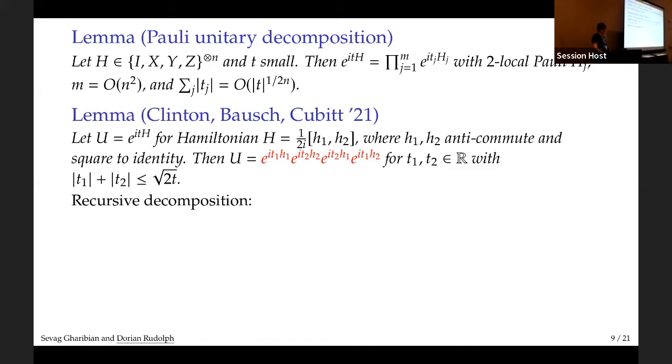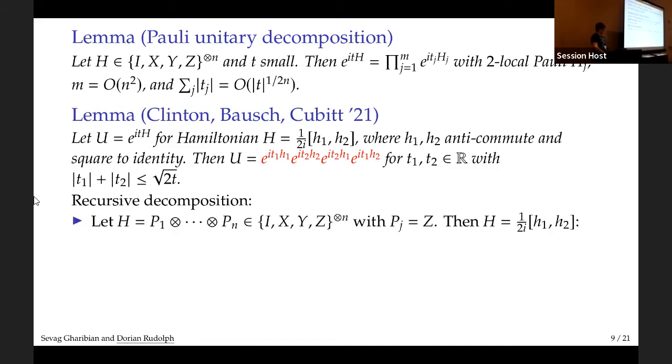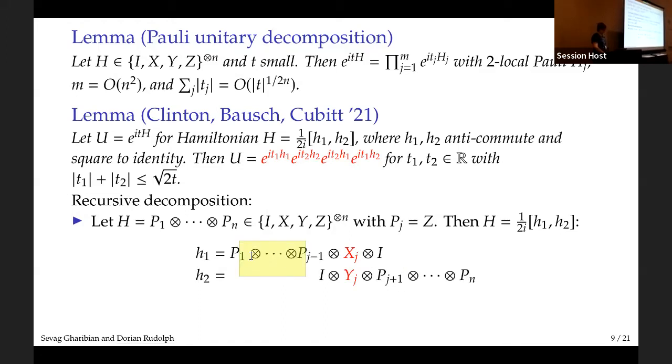And this allows us to do a recursive decomposition. So now we have our Pauli Hamiltonian H, and we write it like that. H1 has the first half here, and we assume Pj is equal to Z. Then we get the J's term and Xj, and H2 is the second half with the Yj here. By the properties of Paulis, these square to identity, and they also anticommute because Xj and Yj anticommute.